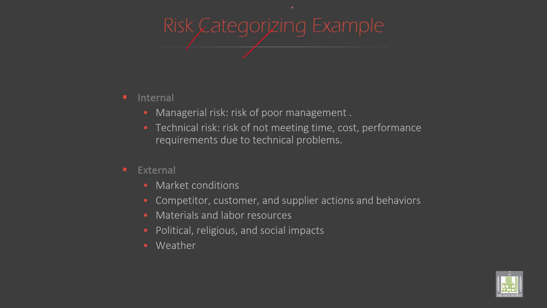Risk categorizing example. We have two types, internal and external. Internal is managerial risk. Managerial risk is the risk of poor management. Then we have technical risk, which is the risk of not meeting time, cost, or performance requirements due to technical problems. What is this management risk?